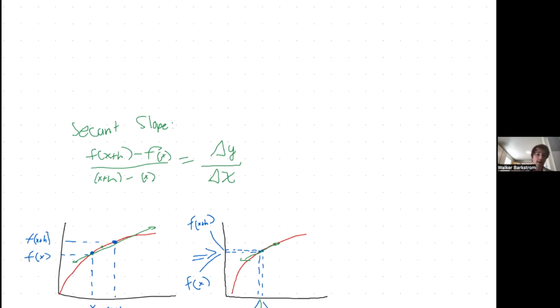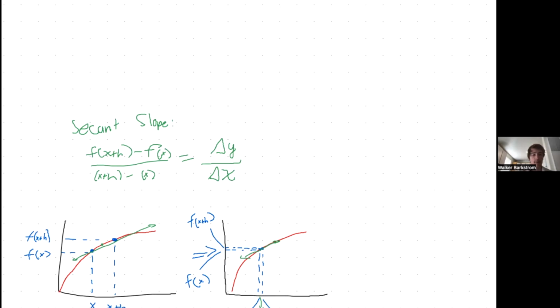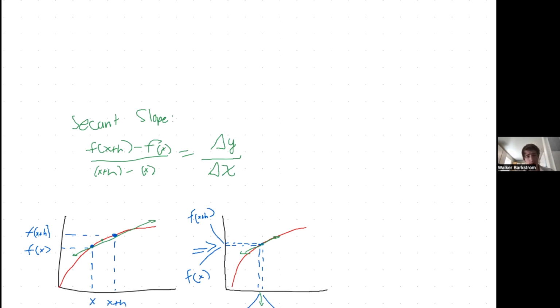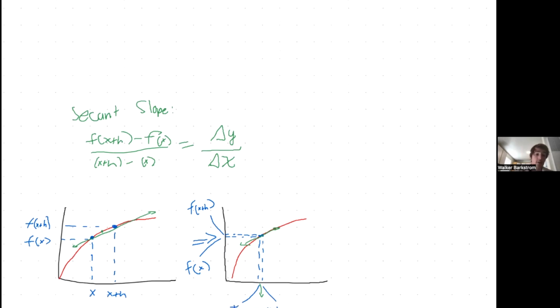I have these two x values, x and x plus h, and then these two outputs, f of x plus h and f of x. That gives us an okay approximation of the slope at this point right here, or a tangent slope. A tangent slope would just be the line that goes through that point and no other point. It just touches that point and nothing else.